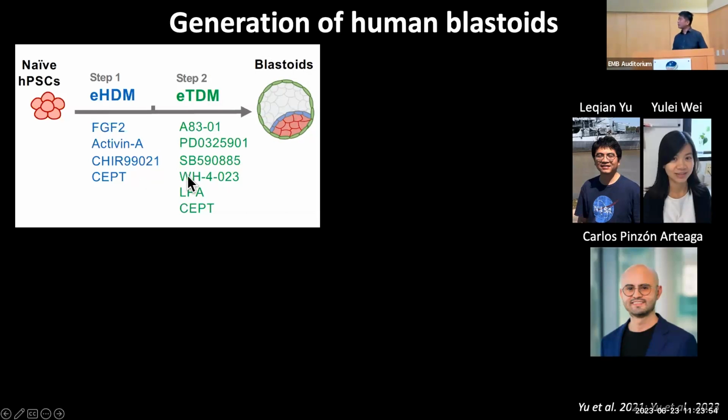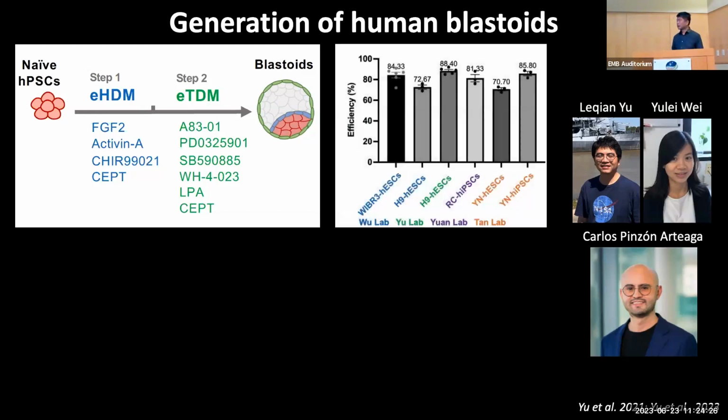We initially published in 2021, with a two-step protocol. Basically, we treat the naive human pluripotent stem cells first with hypoblast differentiation media, to bias these cells towards generating extraembryonic endoderm type of cells. Then we switch culture conditions and let the remaining undifferentiated cells commit to a trophoblast lineage using different growth factors and inhibitors. Further, we improved this protocol. Initially, we reported about 15% efficiency, but now we can get up to 80 to 90% efficiency across different cell lines, across different labs. So they're very efficient.